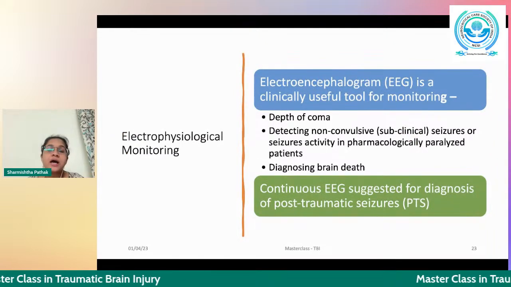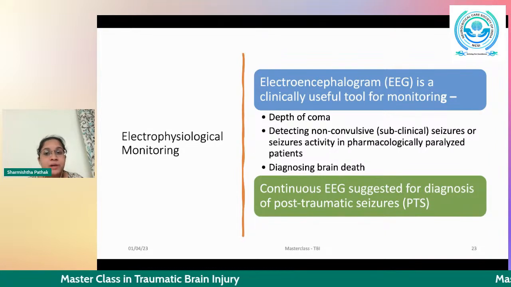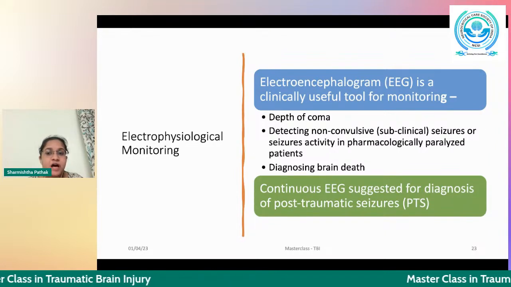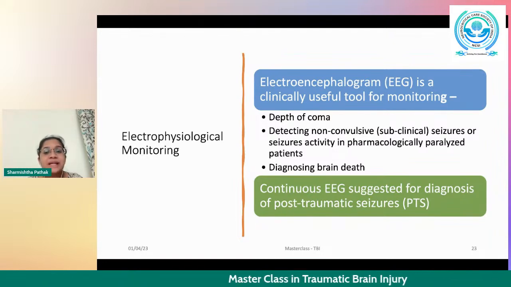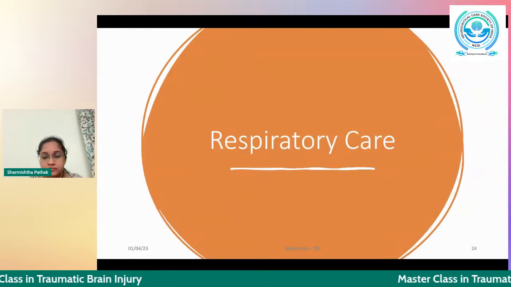Electrophysiological monitoring in the form of EEG is another clinically useful tool which can help us in monitoring the depth of coma, detecting any non-convulsive or subclinical seizures or seizure activity in pharmacologically paralyzed patients, and also helps us in diagnosing brain death. Continuous EEG is suggested for diagnosing post-traumatic seizures.